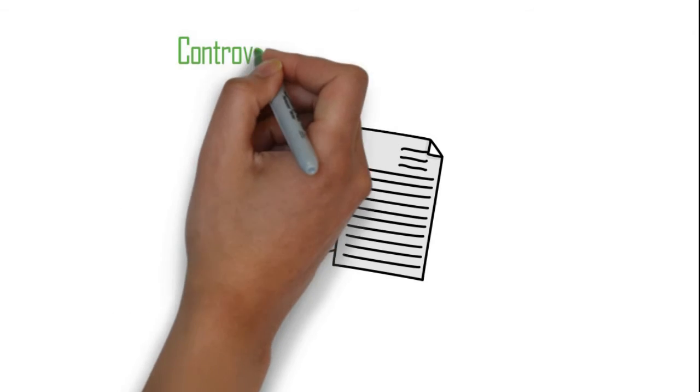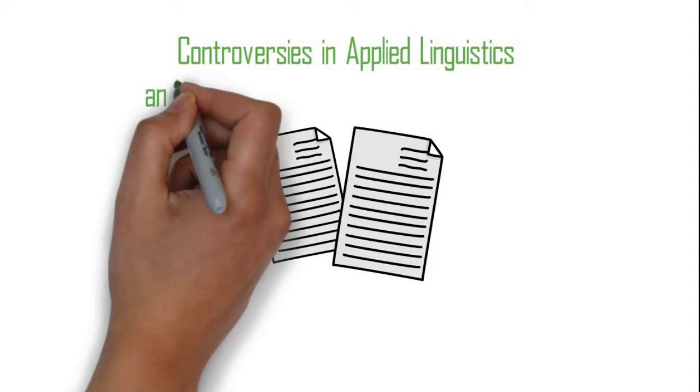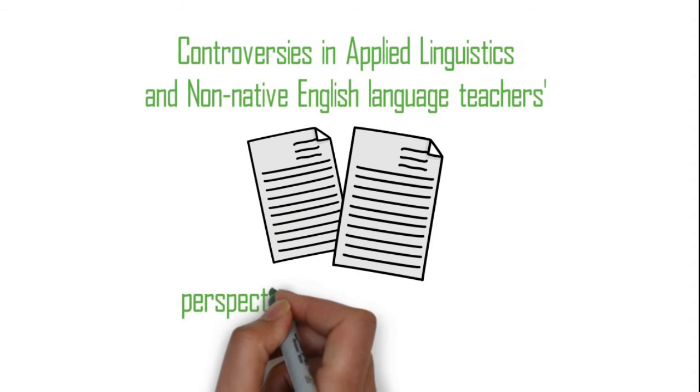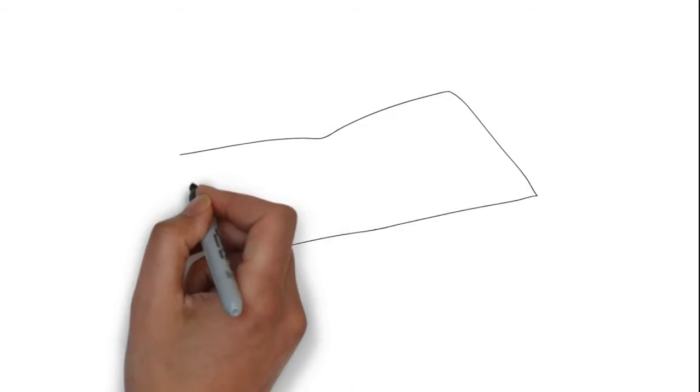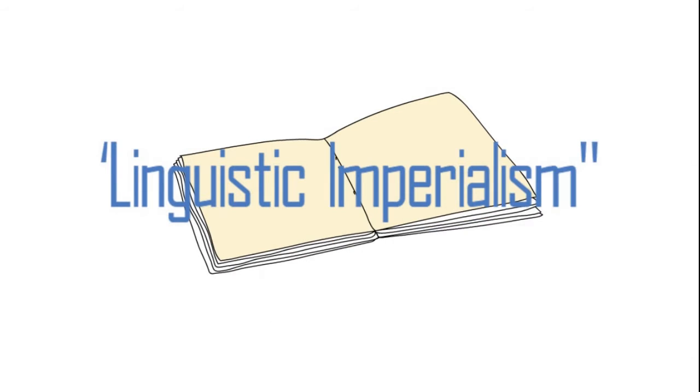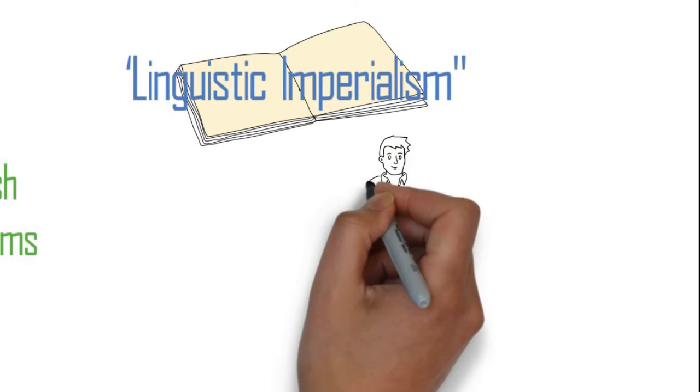In this video, we rely on two papers: Controversies in Applied Linguistics and Non-Native English Language Teachers' Perspective on Culture in English as a Foreign Language Classrooms. Controversies in Applied Linguistics reacts against linguistic imperialism, written by Robert Phillipson.